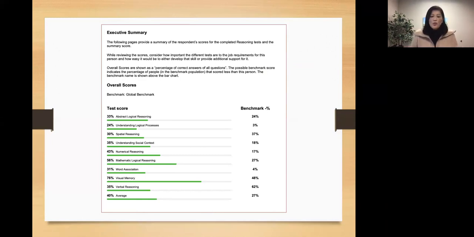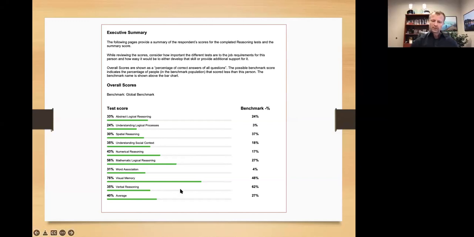You can have them just take one at a time. But if you choose to have them take multiple, like maybe 2 or 3 at a time, you can also include this executive summary in the report itself. And in this example, they took all 9 of them, so every test is listed with their score as well as their benchmark. Of course, if they took 3 tests, we would only see 3 tests here, but it combines everything into one easy to review format.